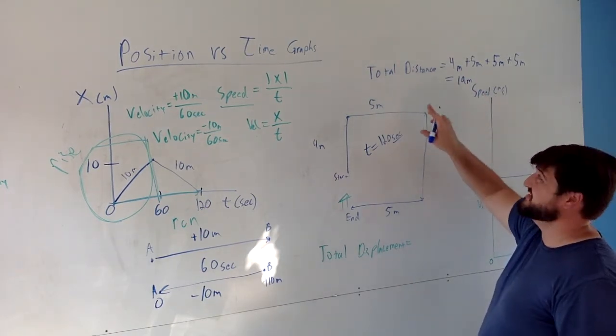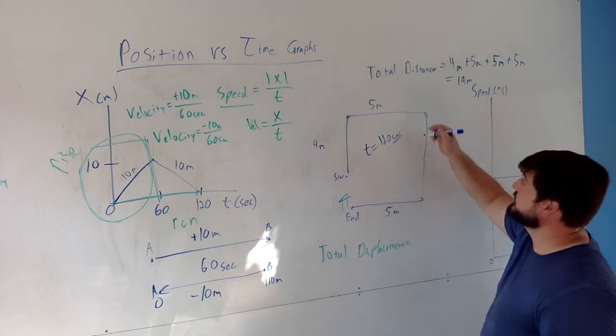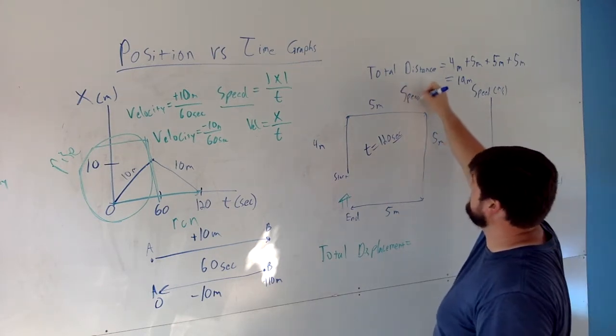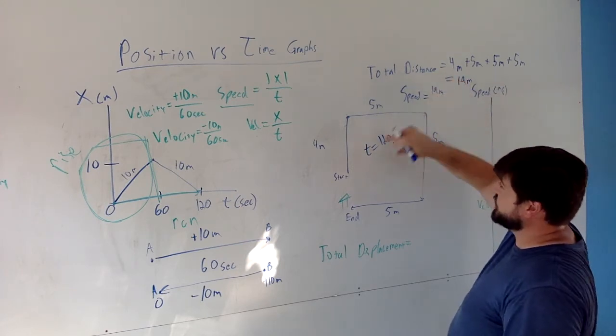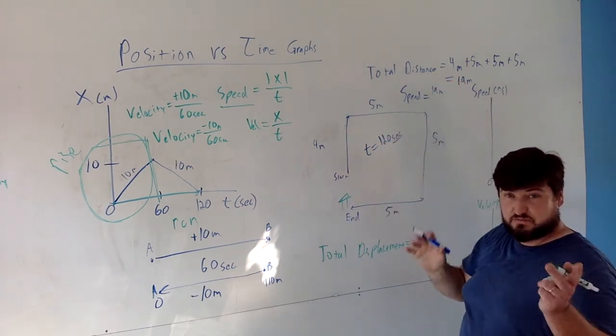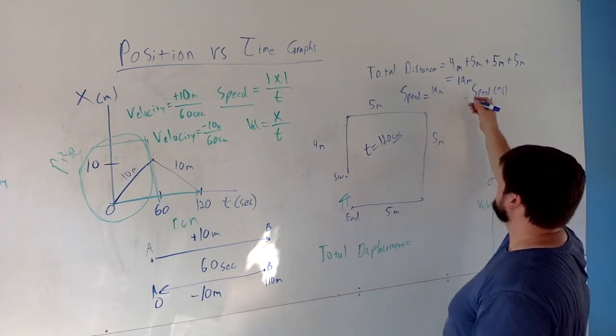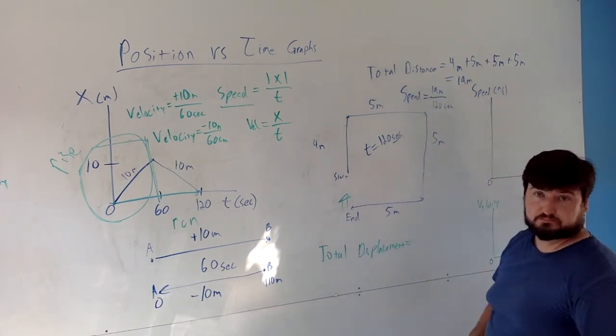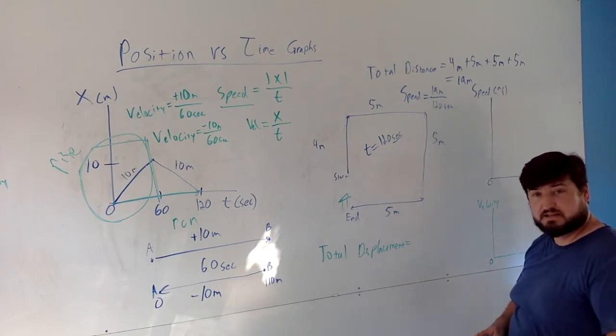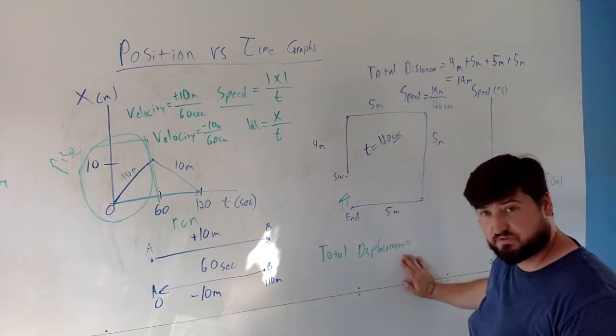Now remember, speed is distance over time, okay? So speed is going to be 19 meters, total distance without any plus or minus vectors to it, right? You went 19 meters over 120 seconds, okay? But what about your velocity? What was your total velocity?